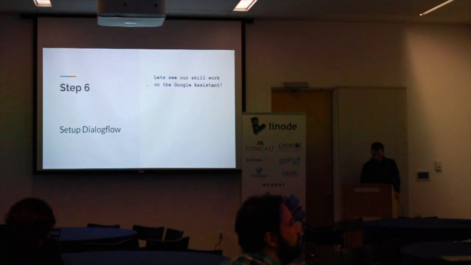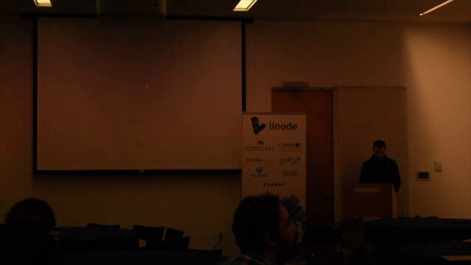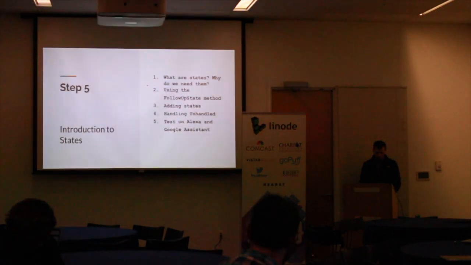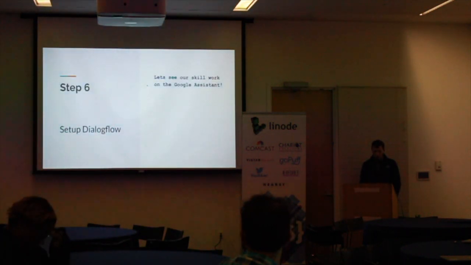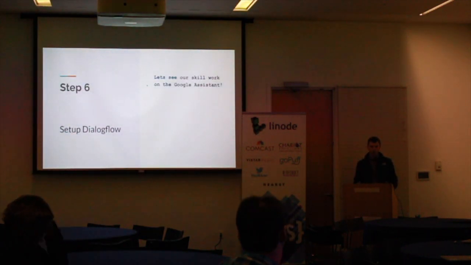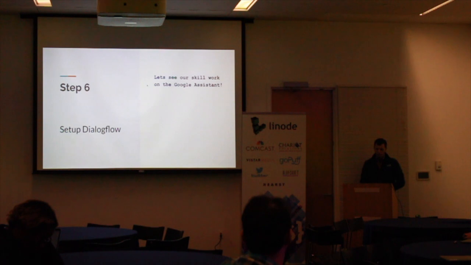So we did the main steps that we wanted to walk through on this code base. We've got our interaction model. I'm curious to know what I did. Oh, there it is. Step 5 in model v4. So we've done it all in Alexa. So now what I want to do with the remaining time, we have around 20 minutes, which should be enough. But we want to try to get it working on the Google Assistant.